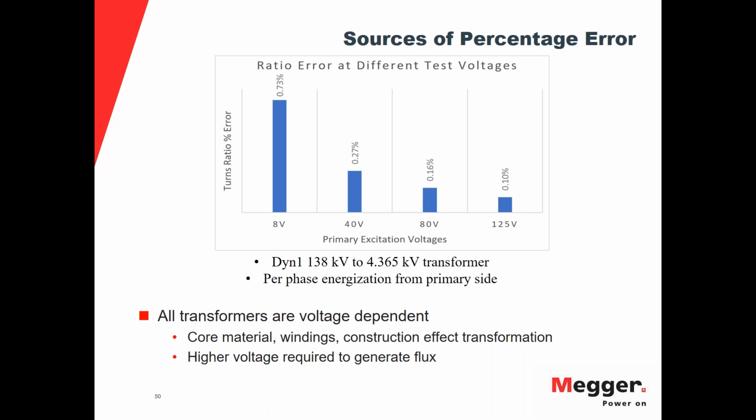And this comes into effect, again, as we mentioned. All transformers have some kind of voltage dependence. It comes down to what it takes to achieve the right amount of flux.